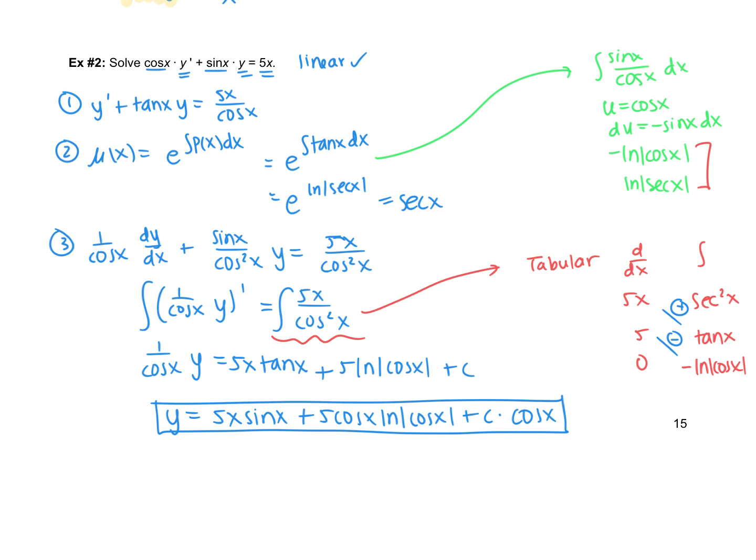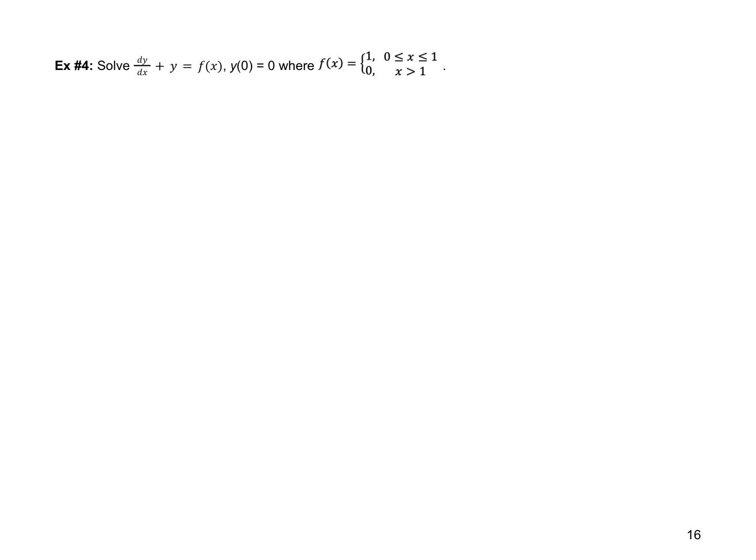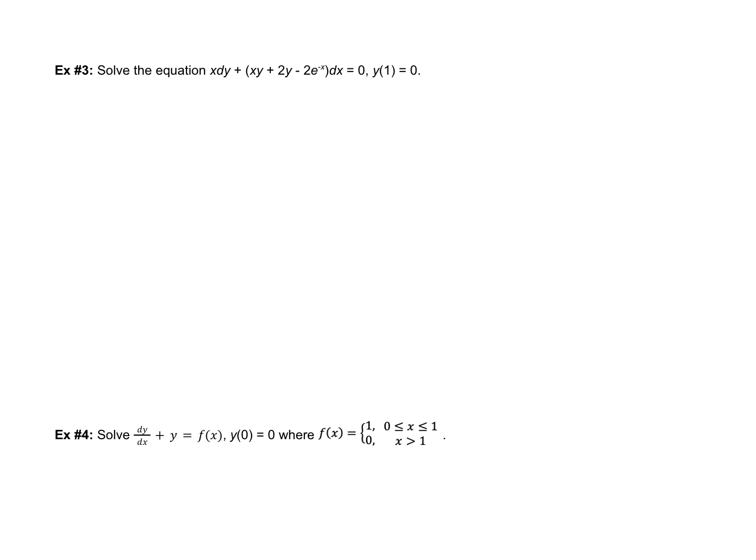Okay, we've got 2 more examples, so let's take a look at the next page. For this example 3, this is an initial value problem, because we have this initial condition. Go through your mental check. Is this separable? No, it's not. Is it linear? Well, that one's not quite as obvious.